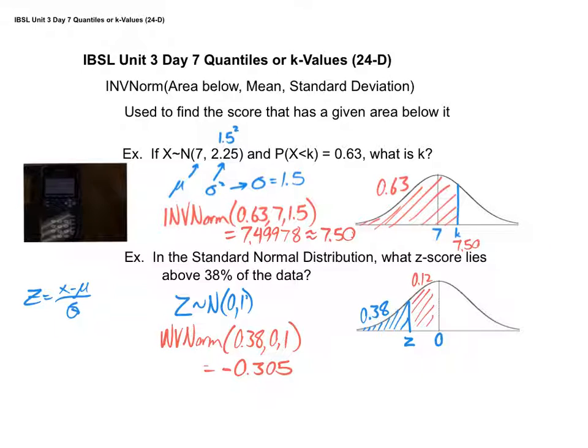Use that thought process to help you check yourself. Why is it less than 0? Because it says above 38% of the data. The score is above 38%, which means there's 38% below the score. That's where you have to be a little careful with the language.